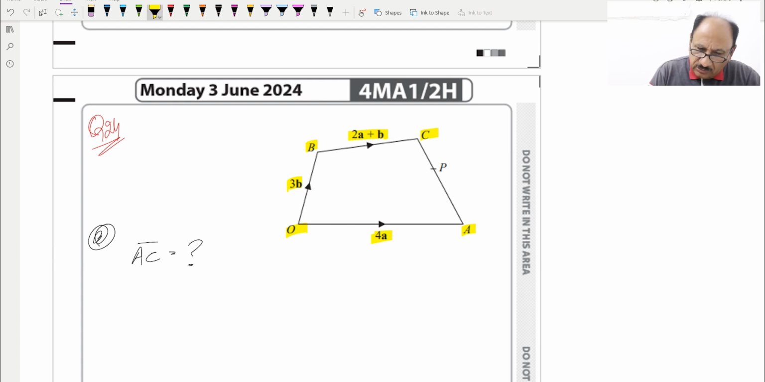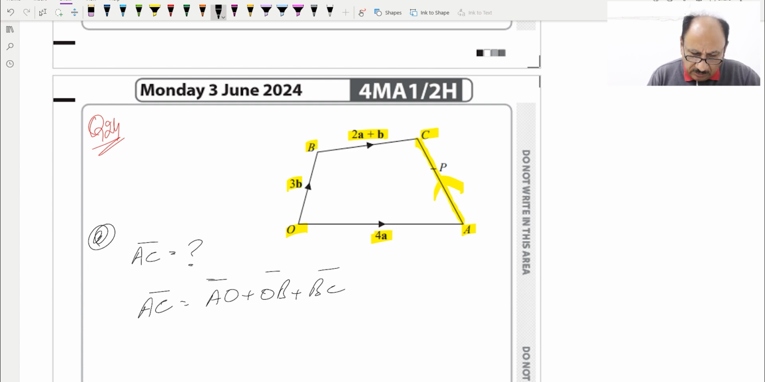So AC vector we need to find. AC vector is which one? This is our AC, and direction will be this one. So AC is required. We can take this route, this one, and this one. So we can take this route, which will be AO plus OB plus BC. So we can write AO will be minus 4A because direction is opposite, plus 3B, and plus 2A plus B.